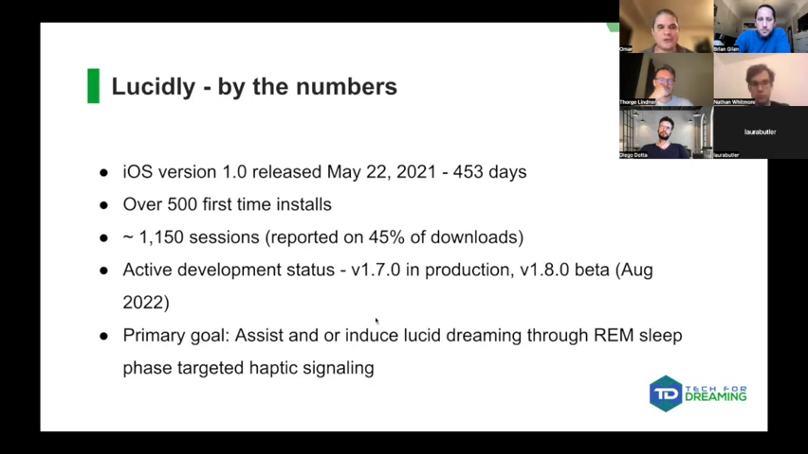The primary goal for the application was to assist or induce lucid dreaming, specifically through REM sleep phase targeted haptic signaling. So what does this mean? It means that I set out to detect when a user is in the dreaming phase of their sleep cycle. Then I wanted to interrupt that dreaming phase with targeted haptic signals, with the purpose of the end user either recognizing that signal in REM sleep or waking up and interrupting that sleep phase, in order to provide an opportunity for lucid dreaming induction via several induction techniques.